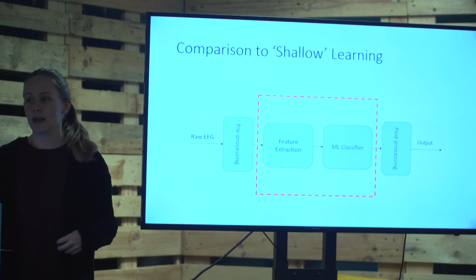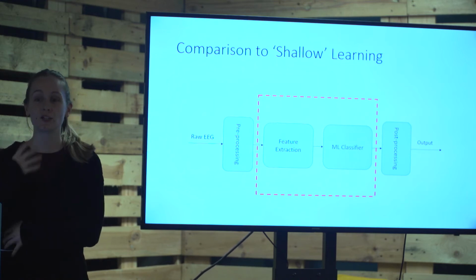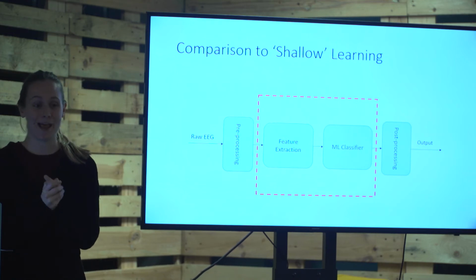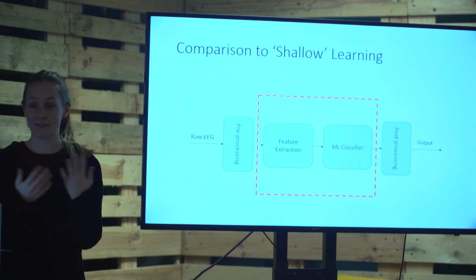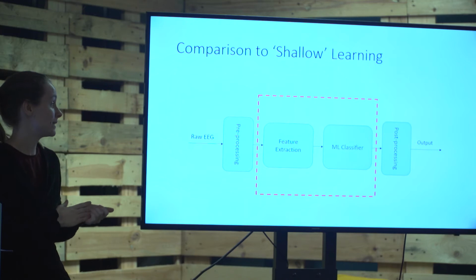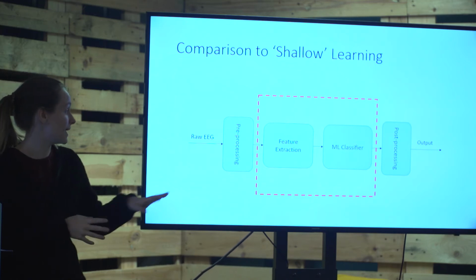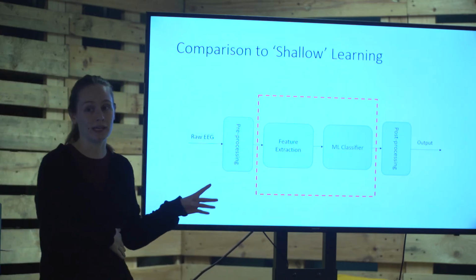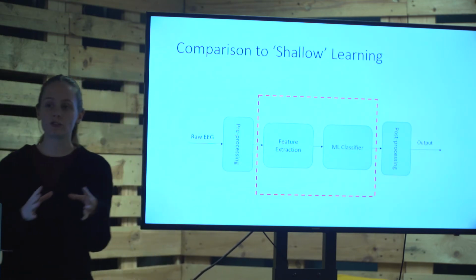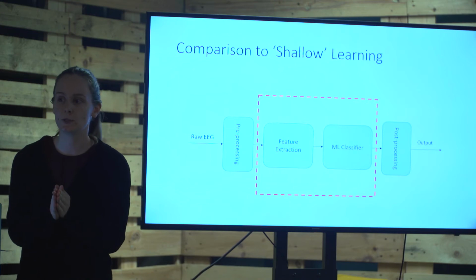And how does this compare to shallow learning? Well, there are some really, really good seizure detection algorithms out there that are based on very powerful machine learning classifiers, like SVM, decision trees. There's loads of different types out there. What they do is they have a pre-processing stage where we look at the EEG and downsample it, and then they have feature extraction. The feature extraction is where they actually look for all those things we talked about earlier.